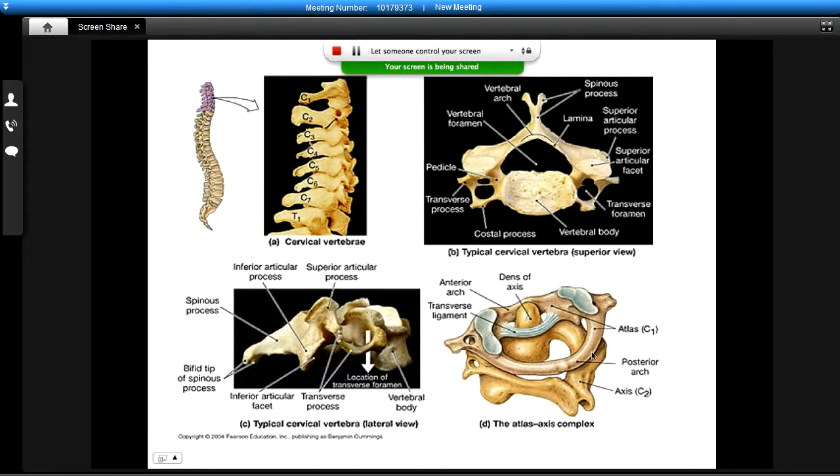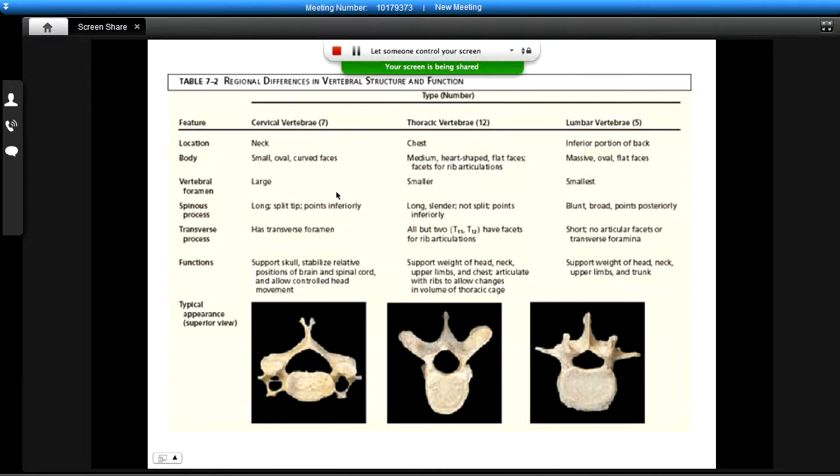Also, you should take time to learn the landmarks and the structure of the atlas and the axis. The atlas, as you can see, is cervical vertebra 1. The axis is cervical vertebra 2. The structure, the dens, also referred to as the odontoid process there, I would expect you to identify it. As you can see, there are 7 cervical vertebrae.